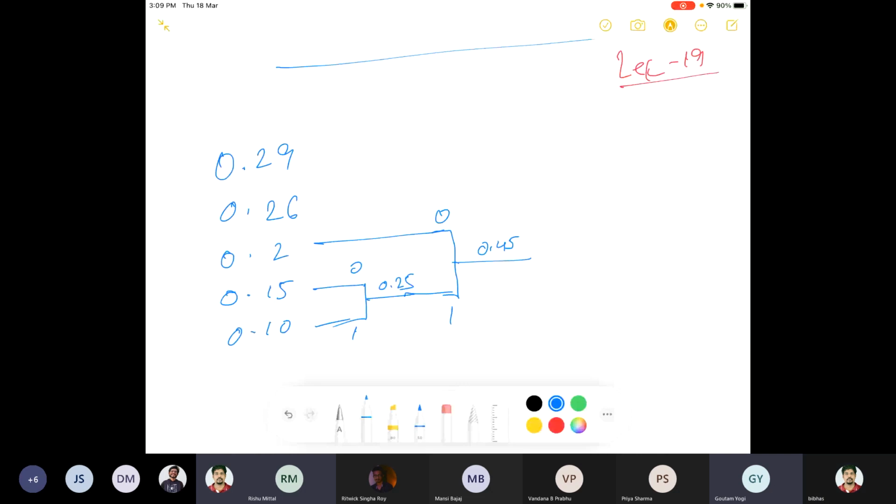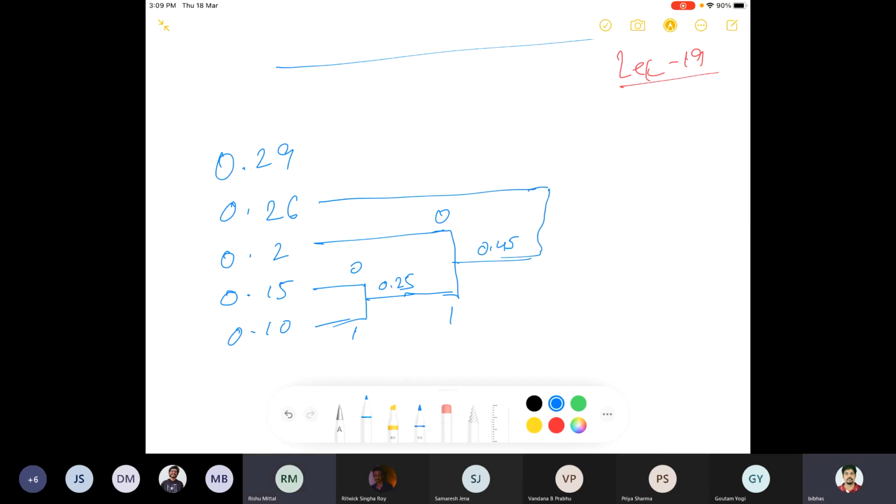Is that okay? Yes, sir, that will be okay. We'll just receive a different code word, but the length will be the same. Yeah, and then this one.